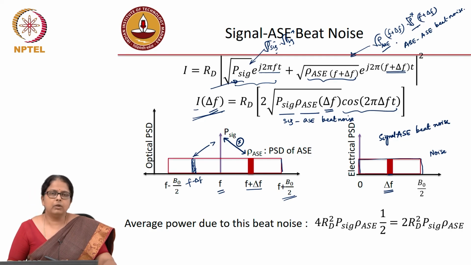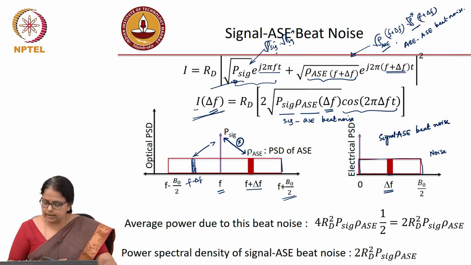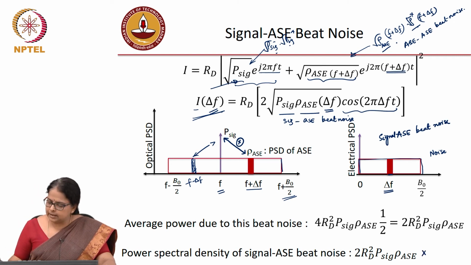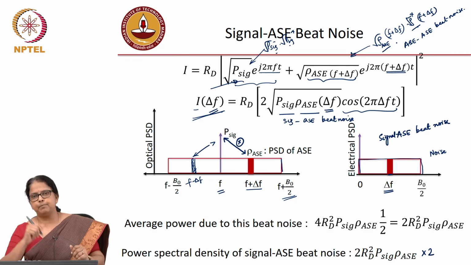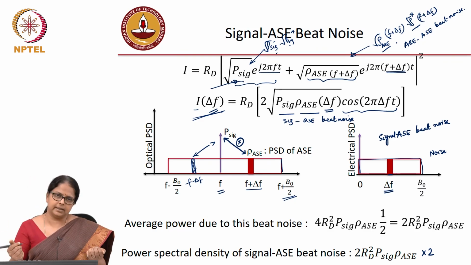Okay. Now, what would be the power spectral density? It would still be the same number, because we calculated the rho ASE as something similar to unit bandwidth. So, this is my power spectral density. But remember, I had to multiply this by 2, because I have noise contribution from the ASE at f plus delta f and f minus delta f. So, I have to multiply this by 2.